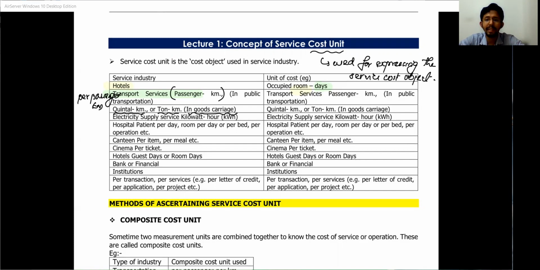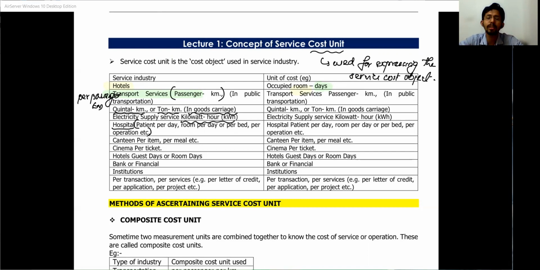Now, in case of electricity supply, what will be the unit you are consuming and what will be the timing for which you are consuming? These two should be added. So the unit will be kilowatt, and how much time you are using is also material, so per hour. Combine these two together, per kilowatt hour. Now, when you see a hospital, it is per patient per day or per room per day or per bed, like that, or per procedure, etc.